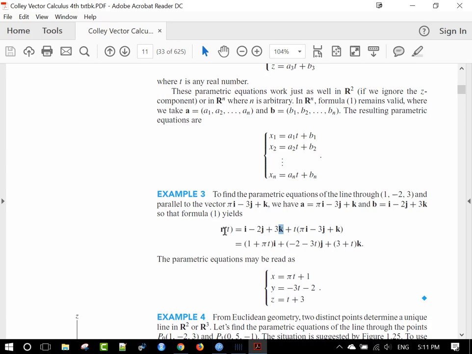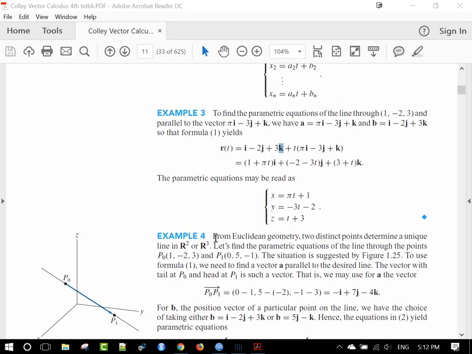well, over here, this is X, sorry, it's XI plus YJ plus ZK. So we equate the I parts, the J parts, and the K parts, and we get this. So this is the parametric equation of this line, or the line that's specified in this example.